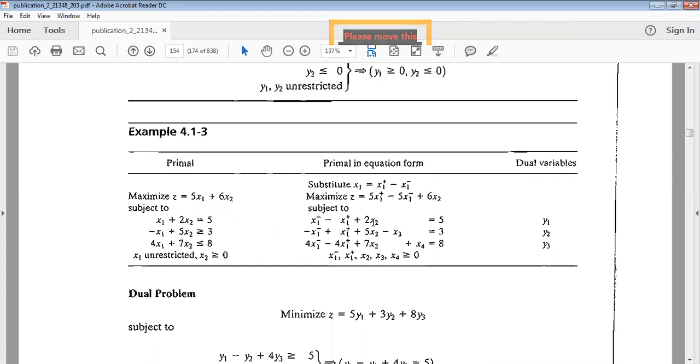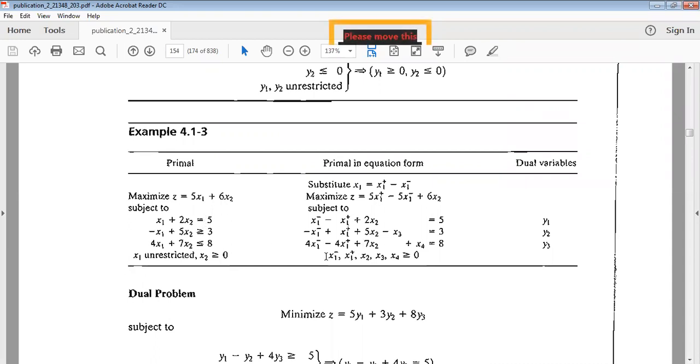X1 plus 2x2. So instead of x1, he is substituting x1 plus minus x1 minus. So therefore it is coming like this is equal to 5, and this is plus 5x2 minus x3. Because greater than is there, minus s1 or minus s2 we have to put it. So minus x3 is equal to 3. Similarly, if the less than is there, plus S2. So if it is less than, you have to create a slack variable. If it is a greater than, the surplus variable is equal to, no need of anything else.